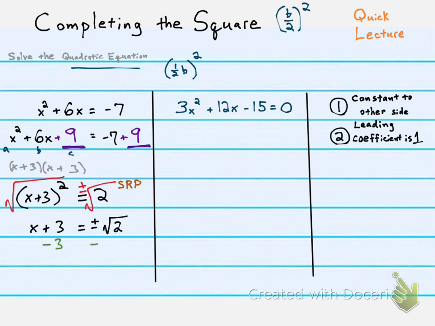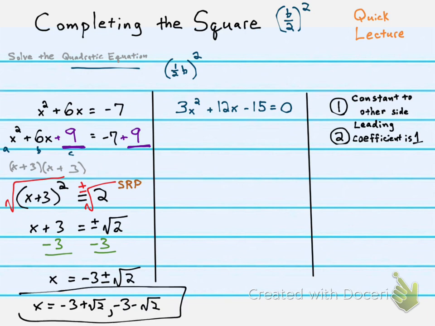Subtract 3 here, subtract 3 here. So x equals -3 plus or minus square root of 2. Now this is actually two answers, so you may want to write it like this: -3 plus square root of 2 and -3 minus square root of 2. And these are real numbers. You can find these on a number line. If you were going to graph your parabola, you would see where your zeros are.